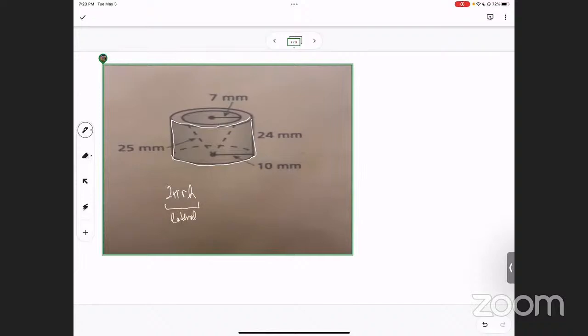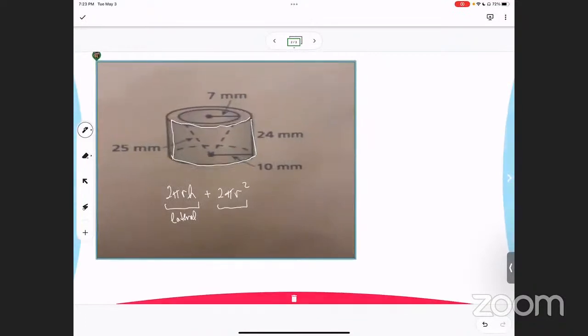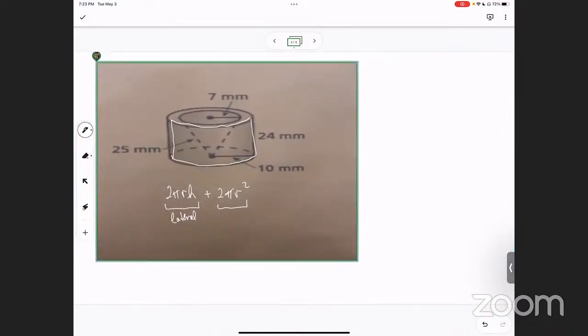Now, if I want to add 2 pi r squared, each one of those pi r squareds is the top and the bottom, right? Does that make sense? Because pi r squared is the area of the circle. So this is the top and bottom.